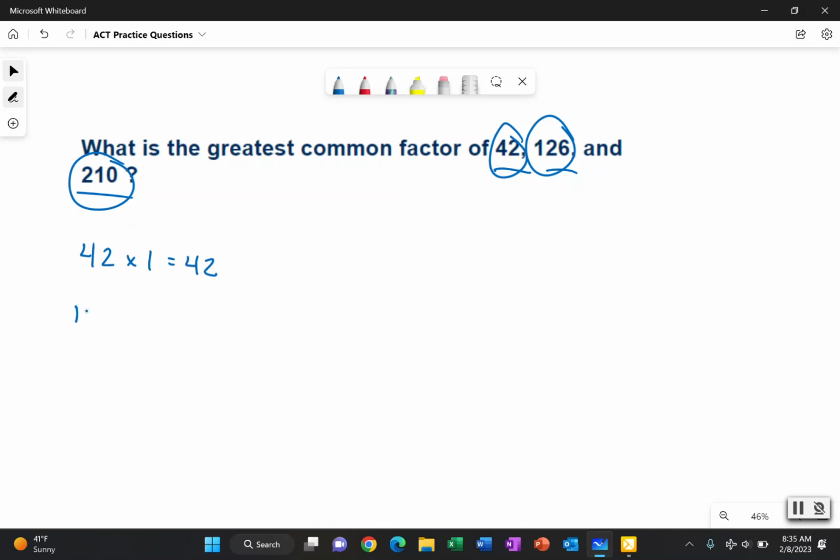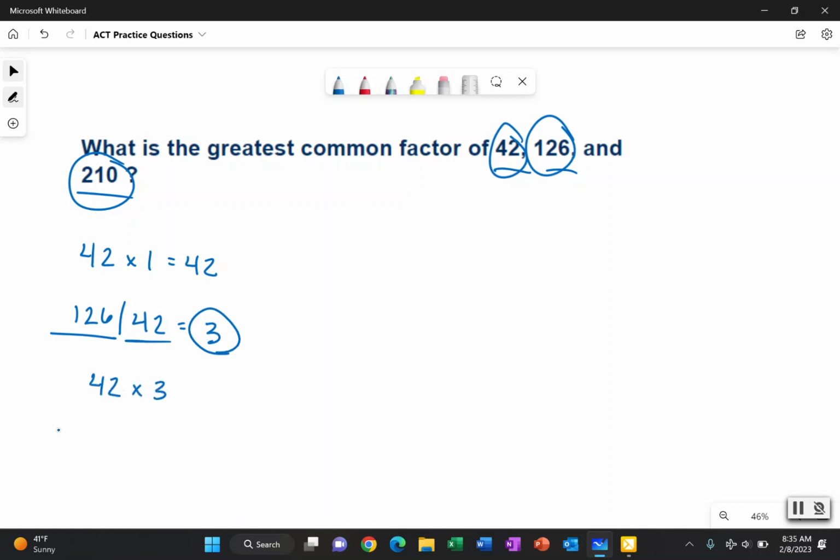So I can do 126 divided by 42. That's going to be equal to 3. So we know that 42 is a factor of 126 because it gives us a whole number here. So it'd be 42 times 3.